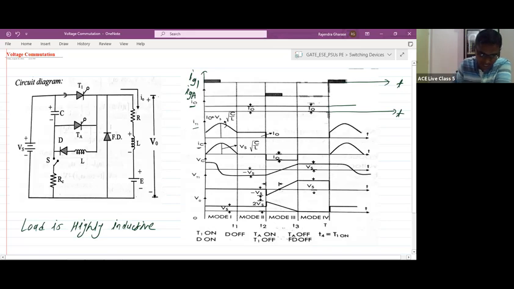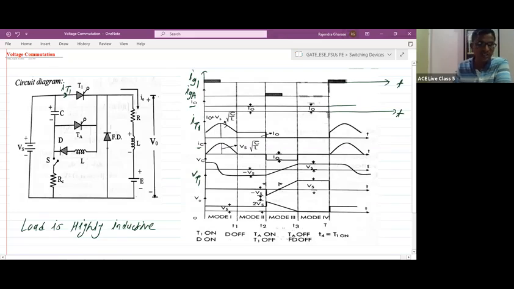IT1 will be like this. This is your IT1, the thyristor T1 current. IC is the capacitor current. VC is the voltage across the capacitor, VT1 is the voltage across thyristor T1, and V0 is the voltage across the load. Now let us discuss the circuit operation, how these waveforms come out like this.